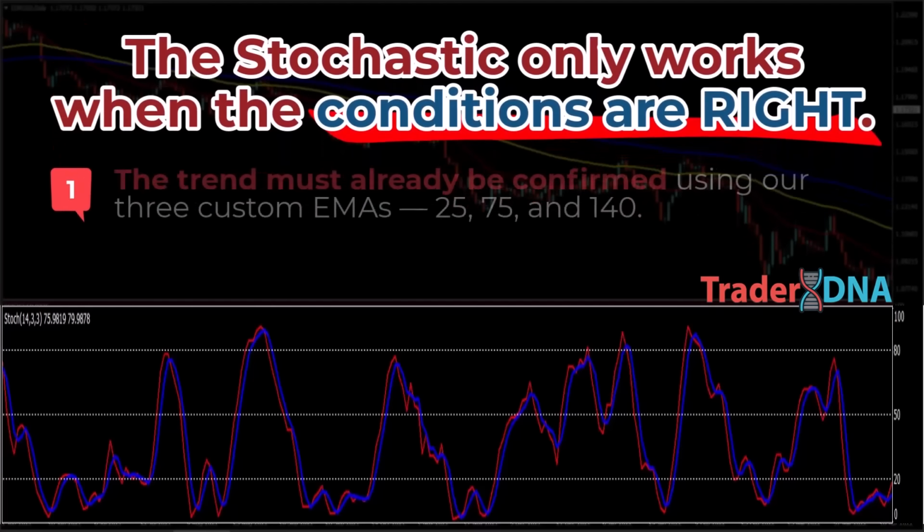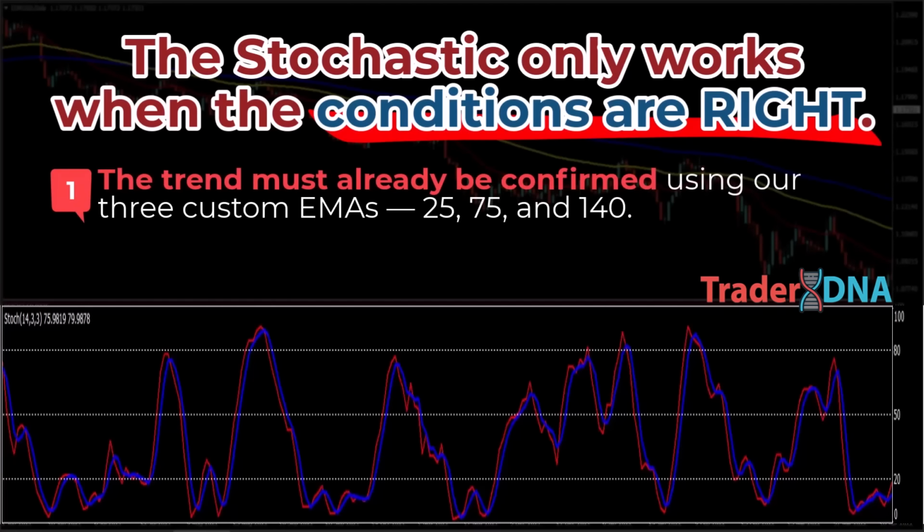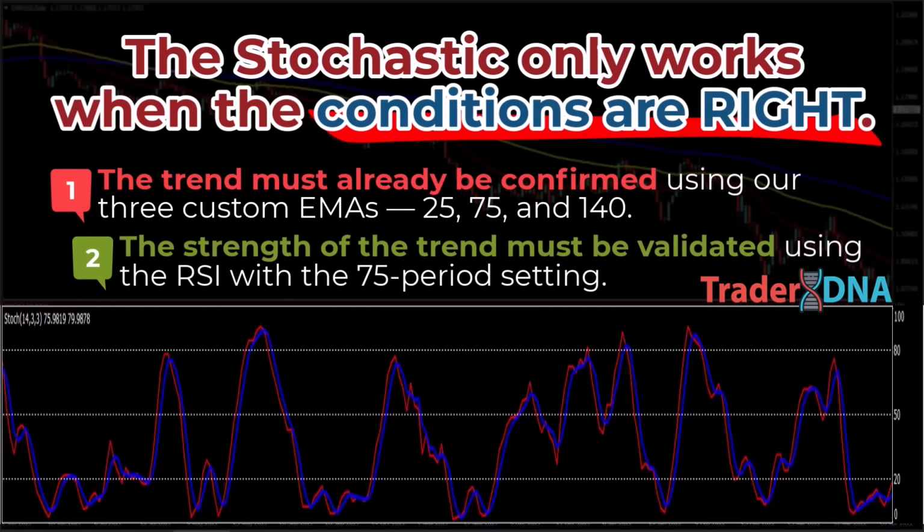The trend must already be confirmed using our 3 custom EMAs, 25, 75 and 140. The strength of the trend must be validated using the RSI with the 75 period setting. If those two things aren't aligned, then forget it. The stochastic alone won't help you. It'll just spit out false signals and confuse the heck out of you. But if the EMAs and RSI both confirm the trend is alive and strong, that's when we unlock the full power of the stochastic oscillator.